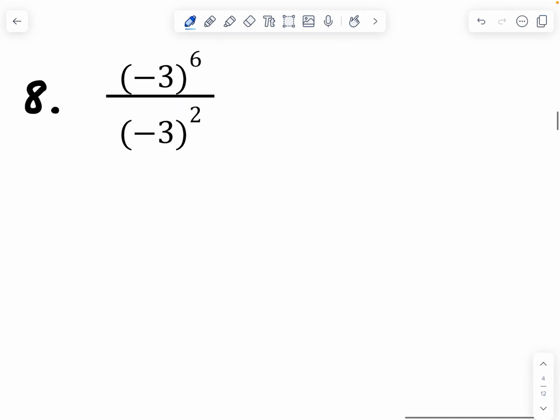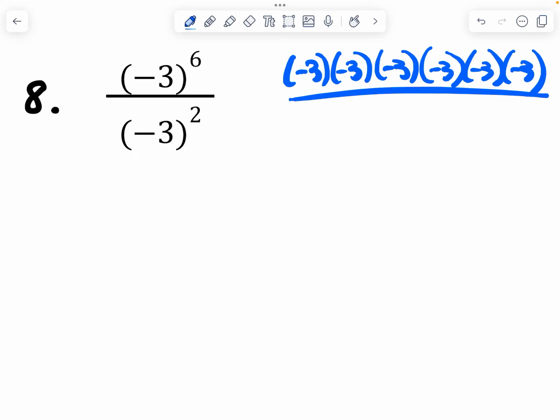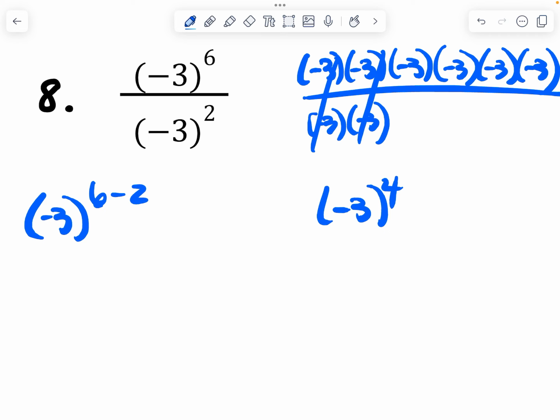Okay, this one. Negative 3, 3, negative 3, negative 3, 3, negative 3, negative 3, negative 3. Cancel, cancel. So I'm left with negative 3 to the 4th power. Or you could have done the shortcut and just subtracted the exponents and gotten the exact same answer.